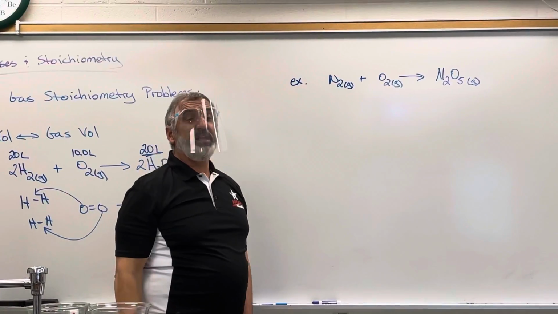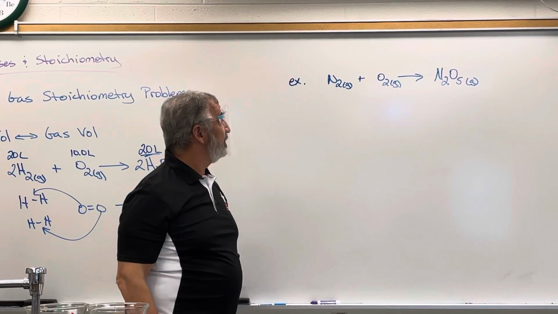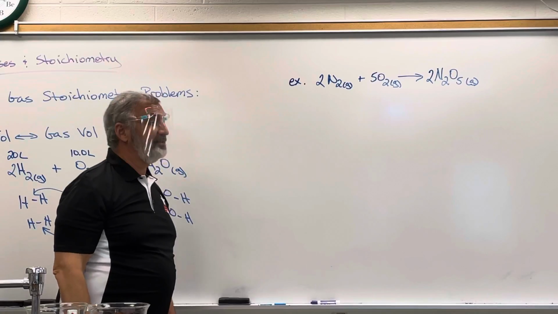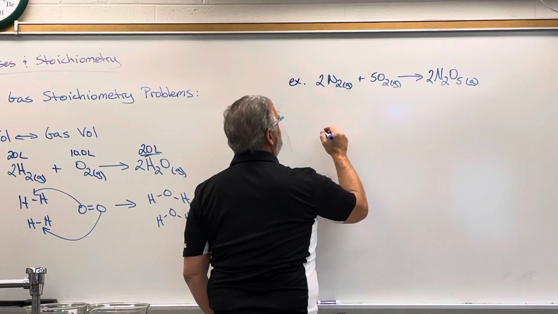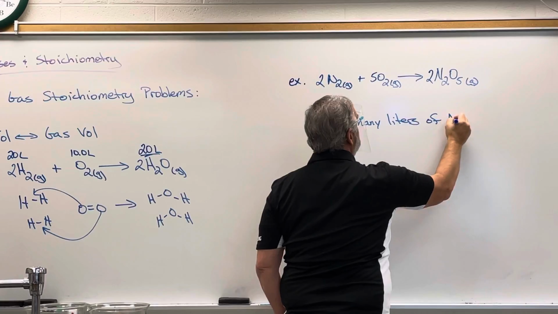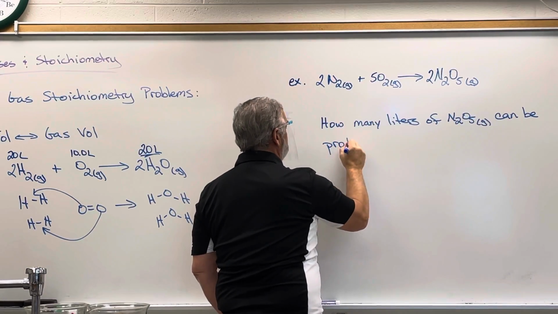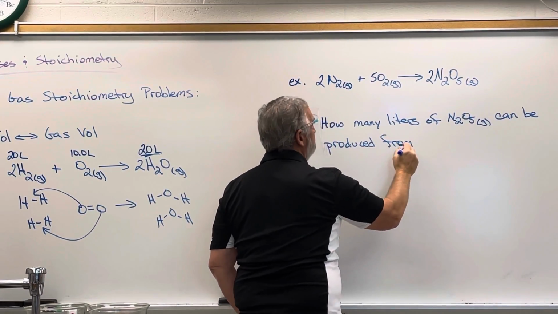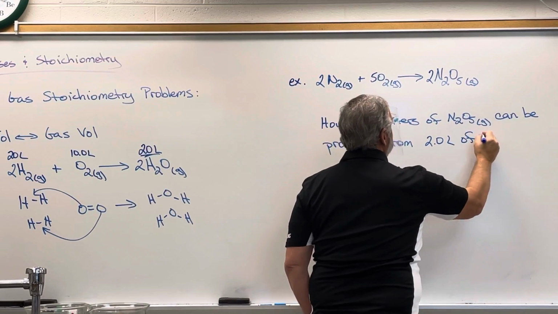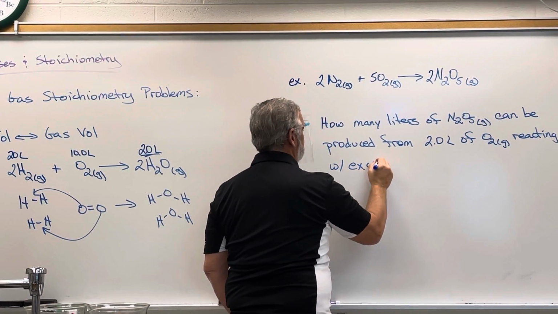All right, so let's balance this equation. You gotta put a 2 on the N2O5. Put a 5 in front of the O2. Put a 2 in front of the N2. And a 2 there, right? Okay, so how many liters of N2O5 can be produced from, let's say, 2 liters of oxygen gas reacting with excess N2 gas.